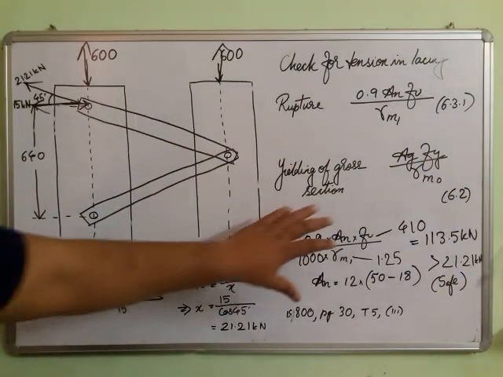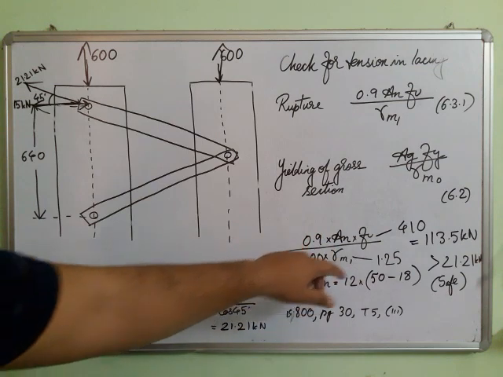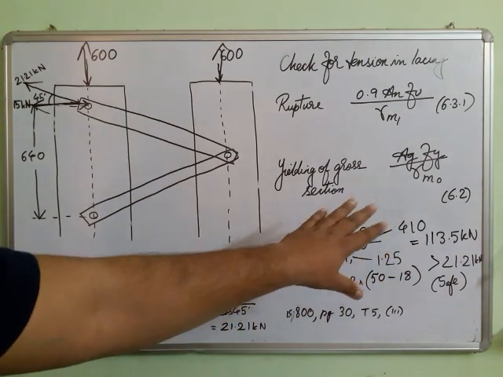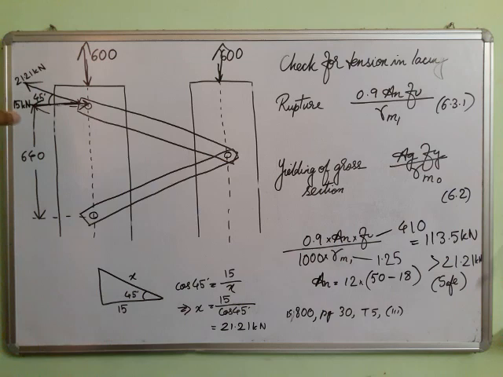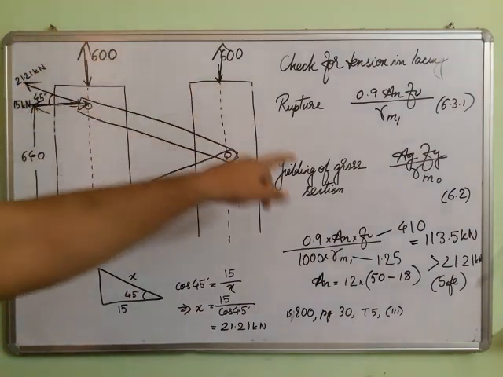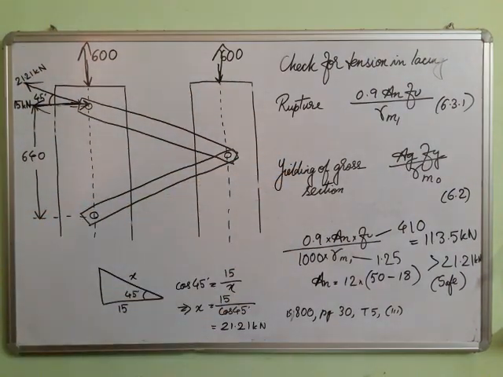You're getting my point? From here, this is the capacity, isn't it? 113.5 we have got. So this much tension it can take, but the tension applied is just 21.21, so it is safe. Now let us go to this one, yielding of gross section.